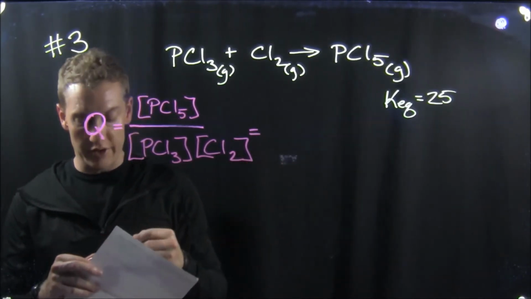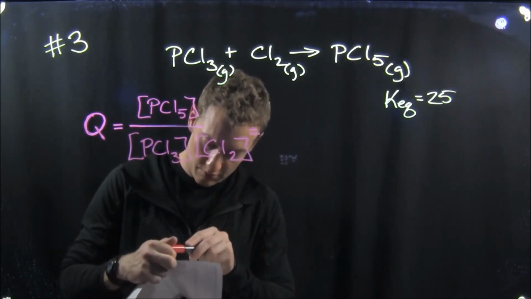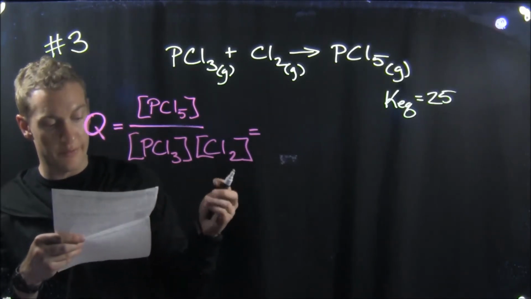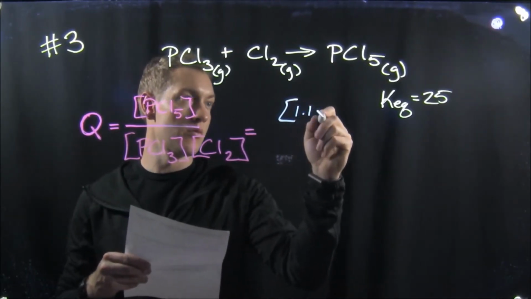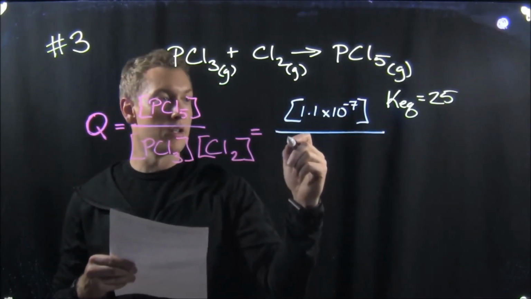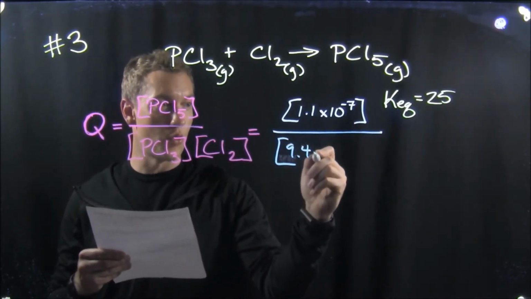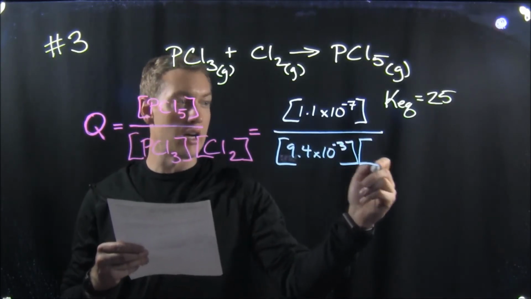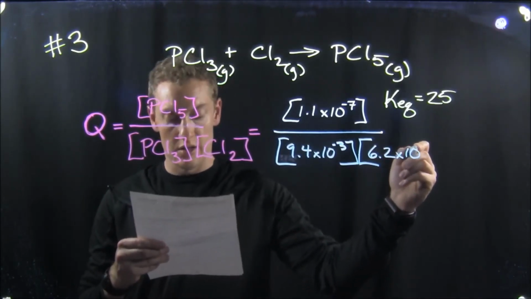And in the problem, they gave us some values for those. It said the concentration of PCl5 is 1.1 times 10 to the minus 7, divided by the concentration of PCl3, which was 9.4 times 10 to the minus 3, times the concentration of Cl2, 6.2 times 10 to the minus 2.